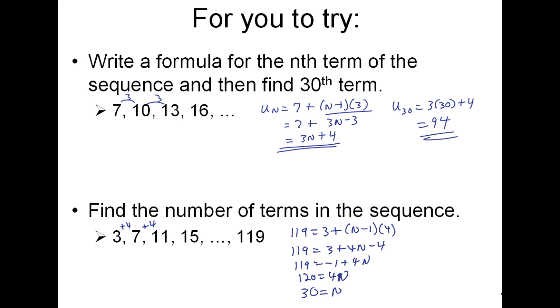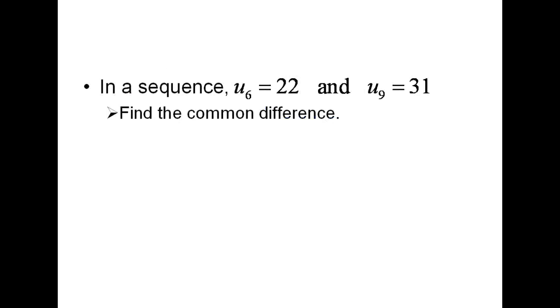Once again, if I wanted to check that, u sub 30, which we know is 119, would have to equal the first term plus 30 minus 1, which is 29 times 4. If we work that out, we get 3 plus 116. So 119 is equal to 119. So it checks out. There are 30 terms in that sequence.